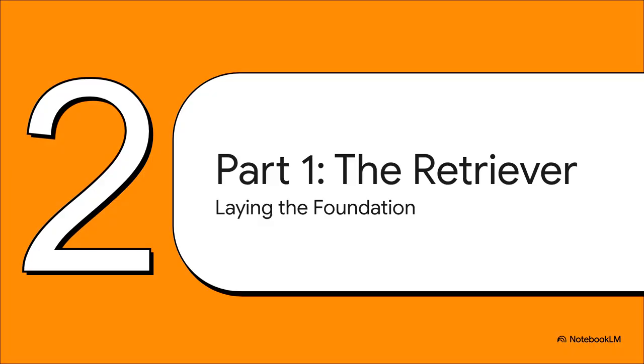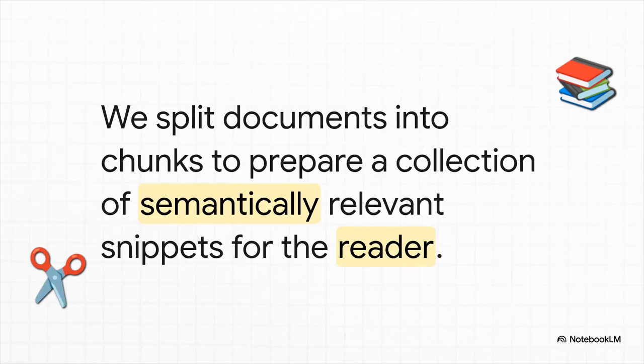Okay, let's start our build. First up is part 1, the retriever. This is the foundation of our whole system. It's all about getting our knowledge base prepped and ready for a super fast search. You know, we can't just throw a 500-page PDF at the AI and hope for the best. It doesn't work that way. The very first thing we have to do is break our documents down into smaller, more focused snippets. We call these chunks. Getting this right is absolutely crucial.